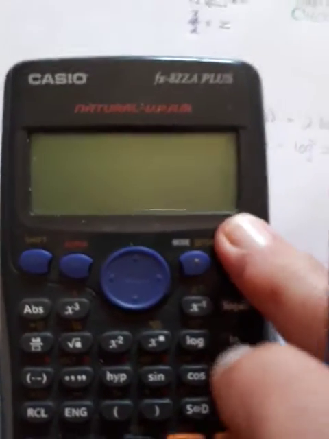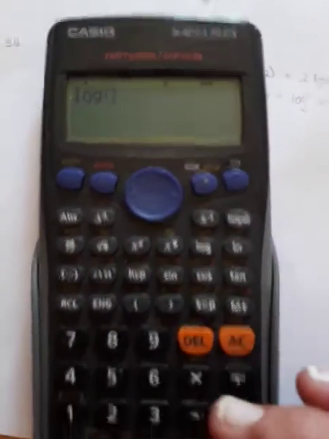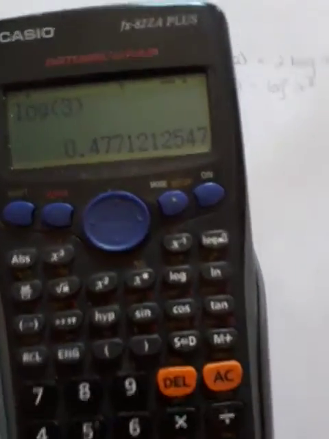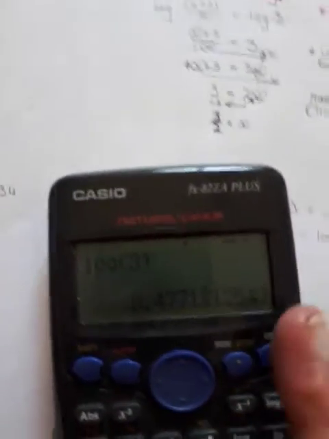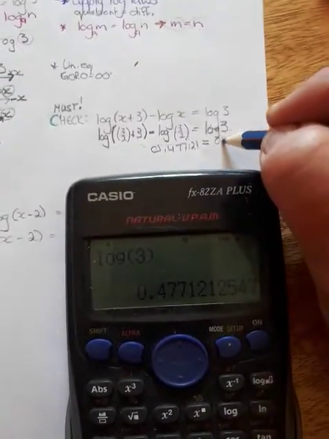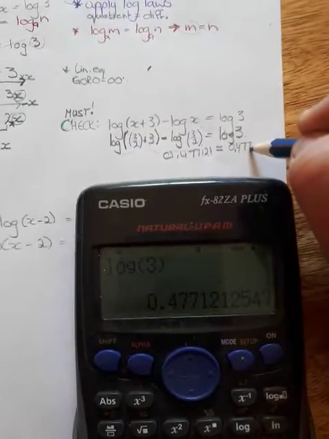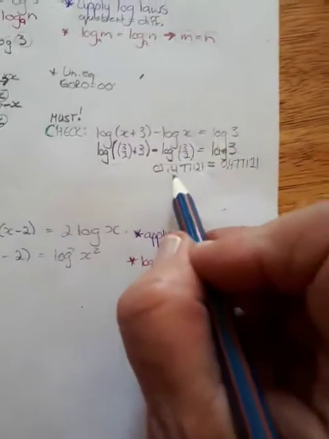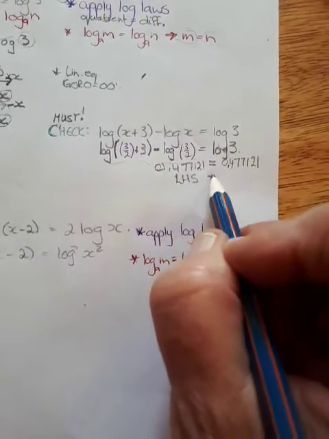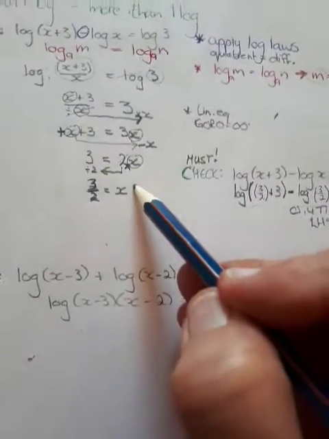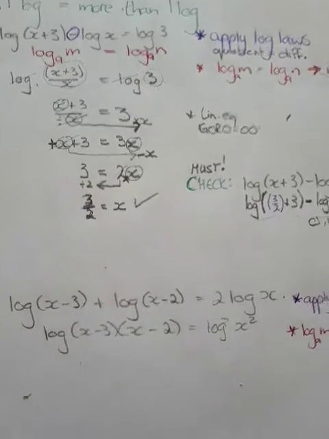Then on the right-hand side we've got log 3. So on your calculator again, just press log, then 3, close your bracket, equals 0.477121. And we see that my left-hand side is equal to my right-hand side, and therefore I know that my answer of x being 3 halves is correct.